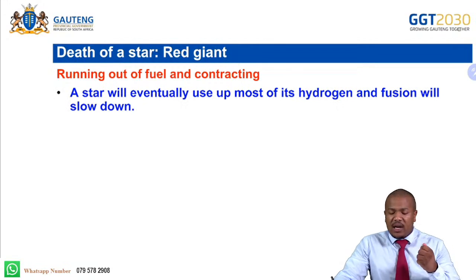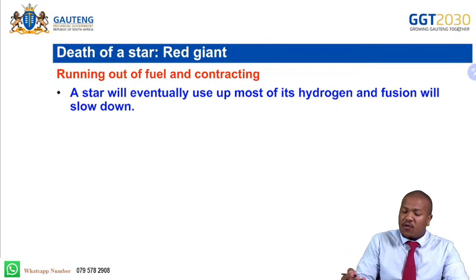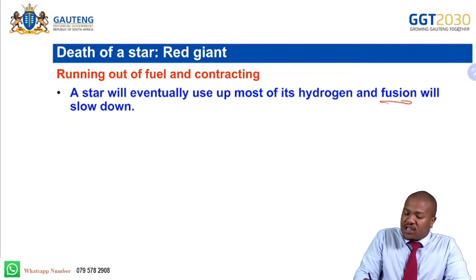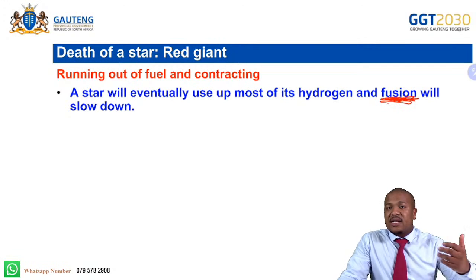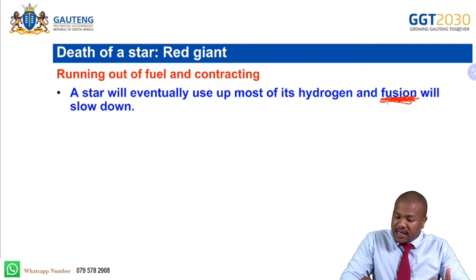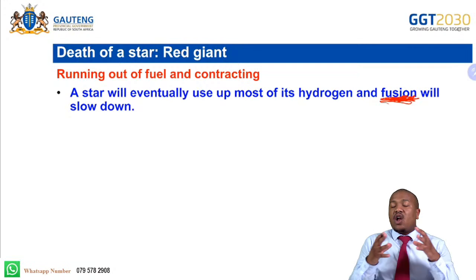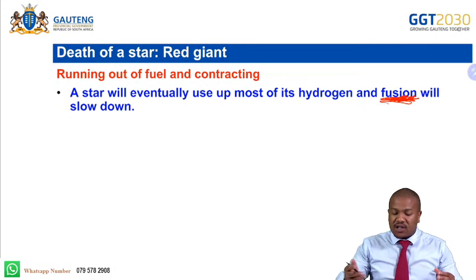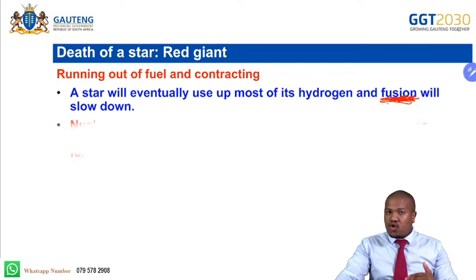So a star will eventually use up most of its hydrogen and fusion will slow down. Remember, the nuclear fusion is the one that keeps the star ignited, because there's a lot of energy produced during that fusion. So now, as the hydrogen runs out, fusion will start to slow down.